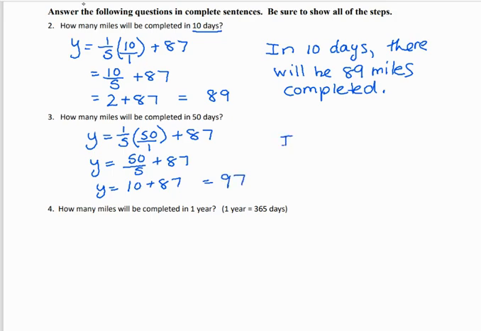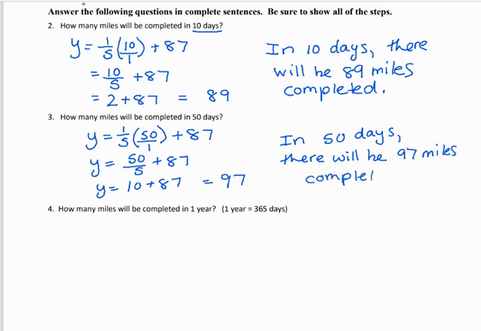And again, we're going to write in complete sentences. So in 50 days, there will be 97 miles completed. Any questions at all? Everyone do okay with that?